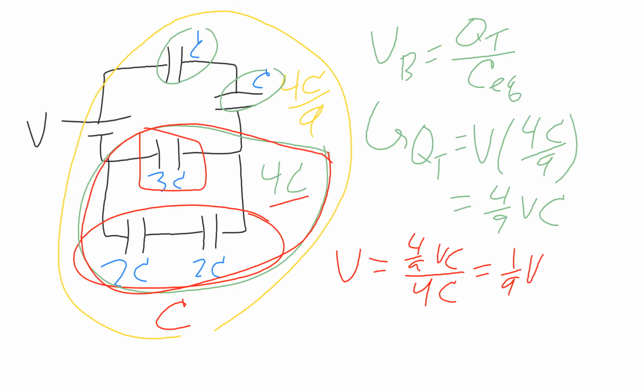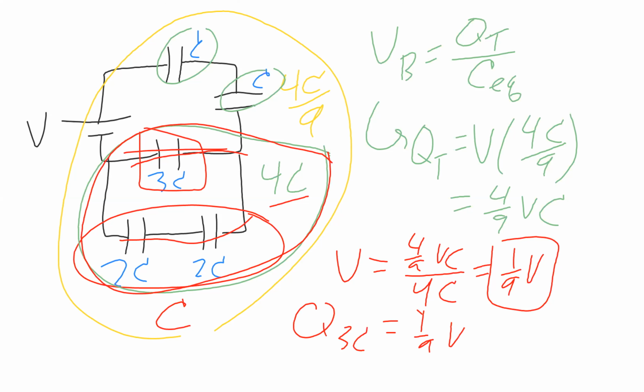I have the 2C branch that I don't care about, but I do know that it's connected in parallel to the 3C that I do care about. Since they're in parallel, they're going to have the same voltage. So this voltage is the voltage over the 3C, and thus I can find the charge on the 3C capacitor. That's equal to the voltage, 1/9 V, times the capacitance, 3C, and that gives me 1/3 VC.